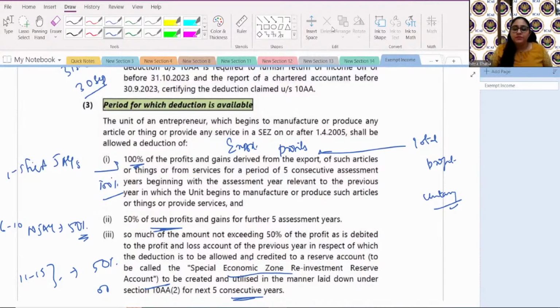For the first 5 assessment years, 100% of the export profits would be given as deduction. For the next 5 years, 50% of the export profits would be given as deduction, and for the next consecutive 5 years, 50% of the export profits are given as deduction, or the amount which is transferred to special economic zone reserve, whichever is lower.